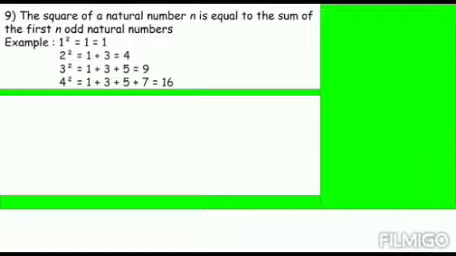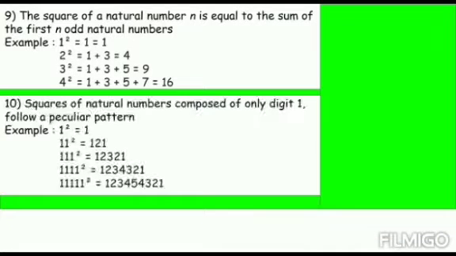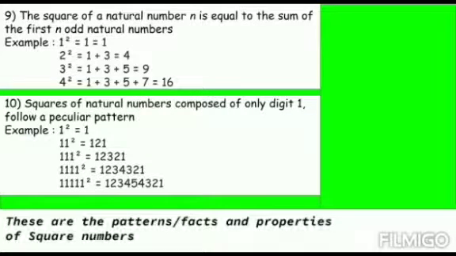The tenth property is that the squares of natural numbers composed of the digit 1 follow a peculiar pattern. For example, 1 square is 1, 11 square is 121, and 111 square is 12,321. I hope all of you can understand this pattern. Hence, this property is also proved. Therefore, we have completed the properties of squares.